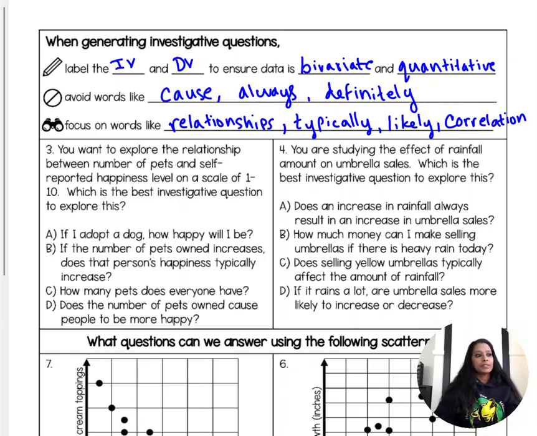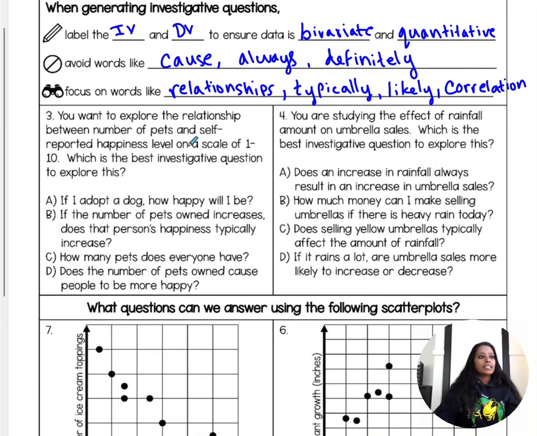So here are some examples we're going to look at. You want to explore the relationship between number of pets and the self-reported happiness level on a scale of 1 to 10. When you use a scale that is quantitative, it's a good way to take something that is not quantitative, put a scale to it, and make it quantitative. The scale of 1 to 10 is a number they'll give you.